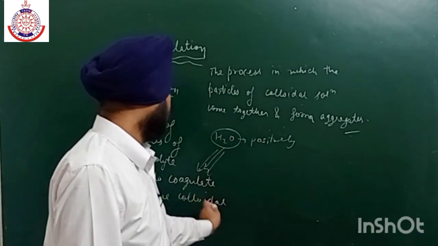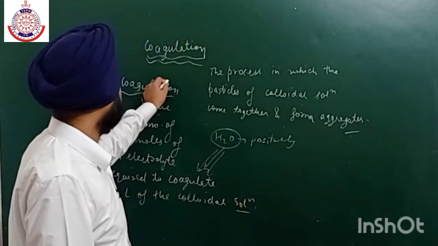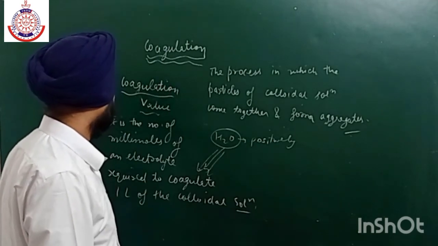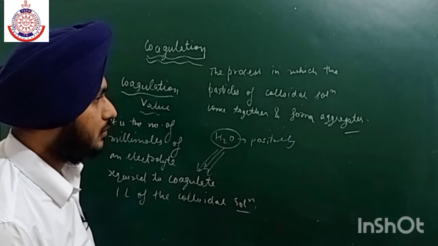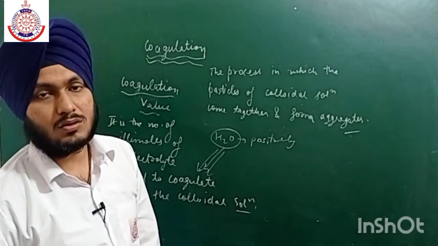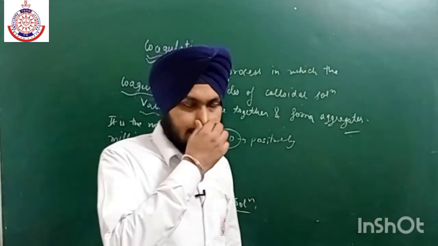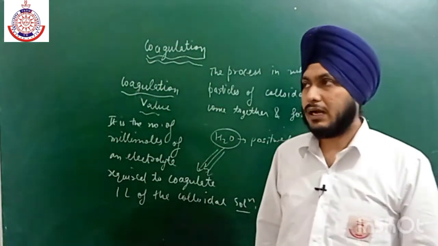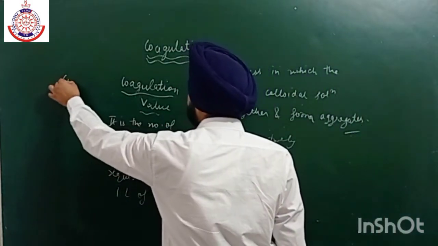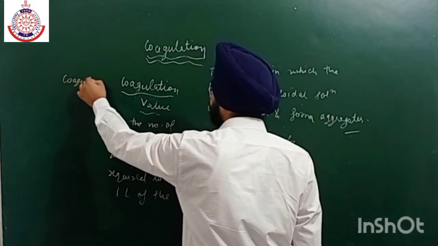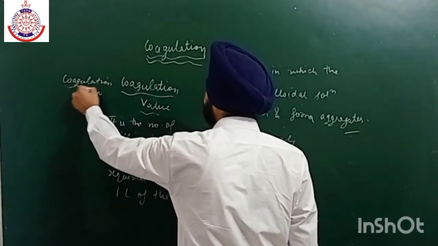So what is coagulation value? It is the number of millimoles of an electrolyte required to coagulate 1 liter of the colloidal solution. So how much electrolyte do we have to add to coagulate 1 liter of colloidal solution? That is its coagulation value. And one more factor is the coagulation power. What is coagulation power? It is inversely proportional to coagulation value. How is it inversely proportional?